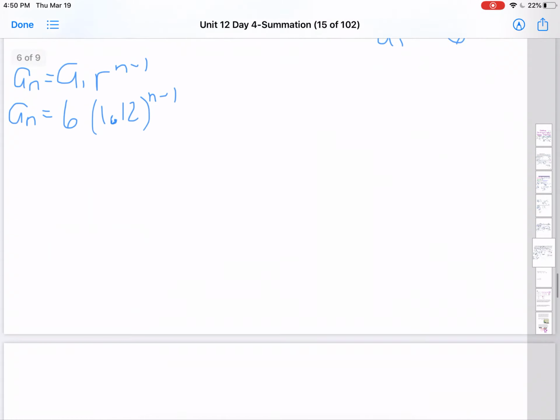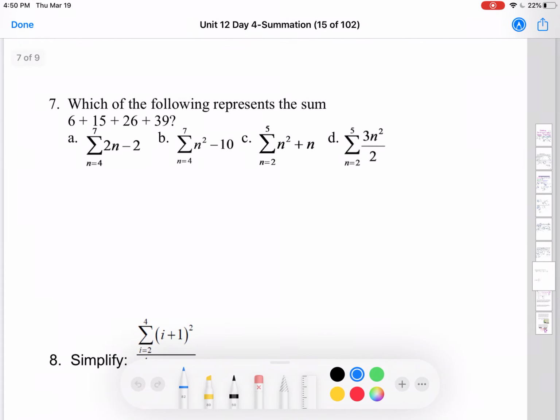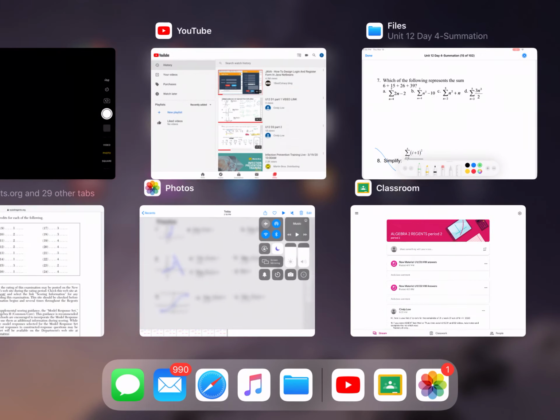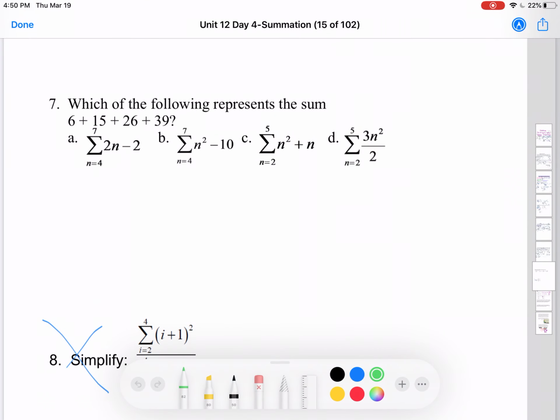Okay, one more, because we're not going to do number 8. We don't need to do that one. All right, which of the following represents a sum? So we did one just like this before. I'm giving you the sequence. You have to figure out which one of these works. So I would always try to do first and last terms, see if you can eliminate anything. But then you do need to kind of check the middle sometimes too.